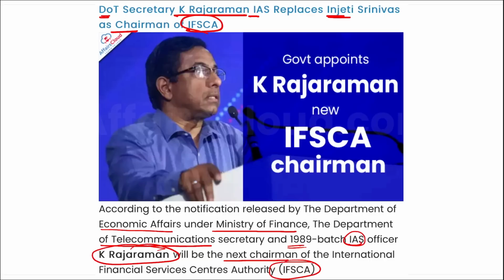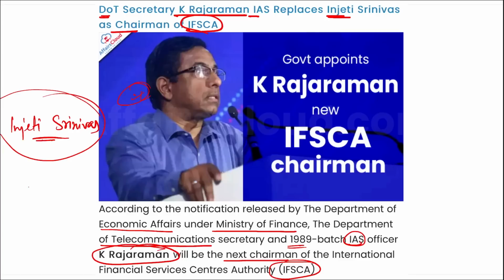So he will be replacing whom? He will be replacing Injeti Srinivas, right? Who is the first chairperson of IFSCA. So who is K. Rajaraman? As you can see him in the picture, he will be replacing Injeti Srinivas to be the new chairperson of IFSCA.